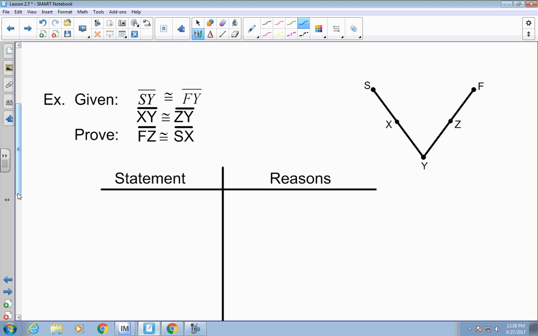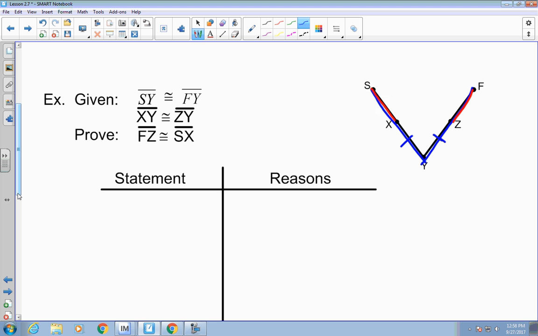SC is congruent to SX. Oh, the letters are switched. Okay, yeah, same thing, ZF and FC. But if you want to switch it to make it easier, that's good. Okay, so in this problem, we are told that SY is congruent to FY. So SY is congruent to FY. We're also told that XY is congruent to CY. We want to prove that SC is congruent to SX.